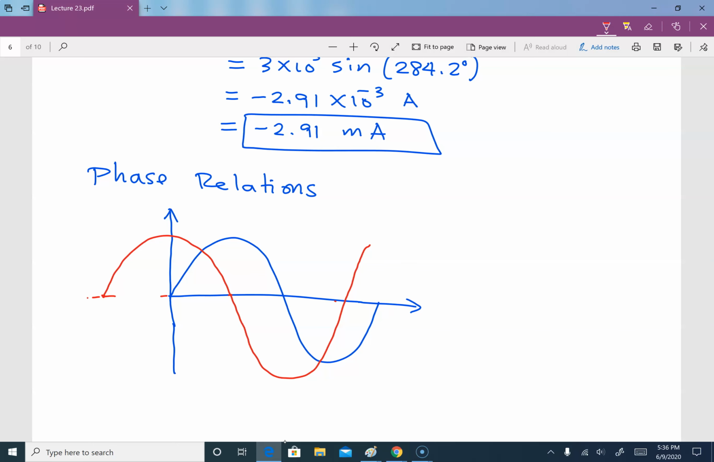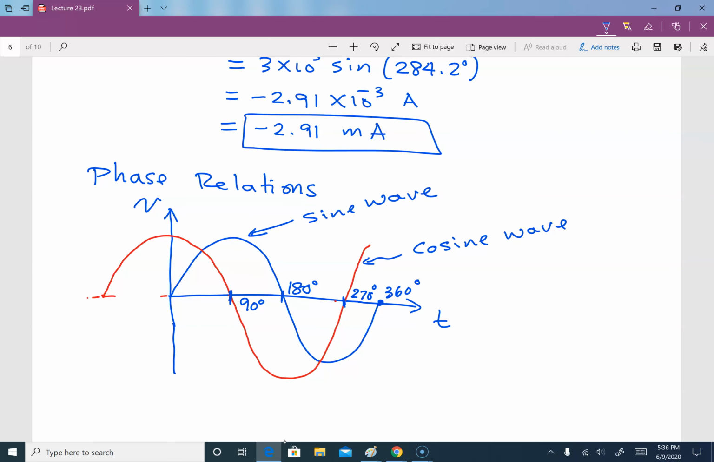So if you look at this, over here is a sine wave, and this over here is a cosine wave. This is t, and if we have a voltage, that is v. At this point here, we have 90 degrees. This point over here, we have 180 degrees. This point over here, 270, and this point over here is 360 degrees.